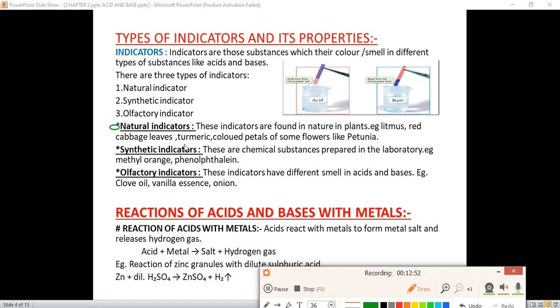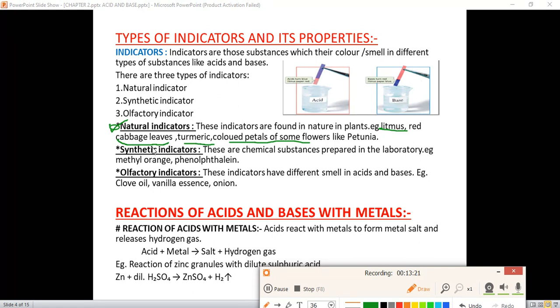First, natural indicator. What do you understand by natural indicator? These indicators are found in nature, in plants. Example, litmus, that litmus paper we have read. Next one is red cabbage leaves. Turmeric, which we use in our kitchen, is also a type of natural indicator. Colored petals of some flowers like petunia. So these are the natural indicators which we get from nature.